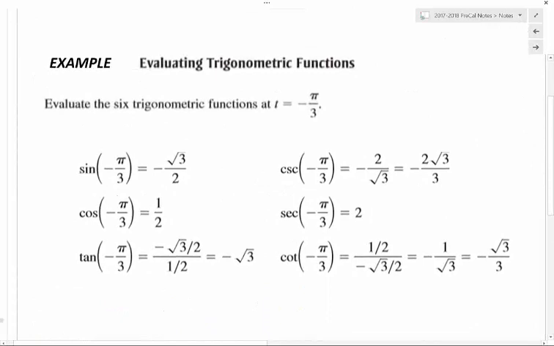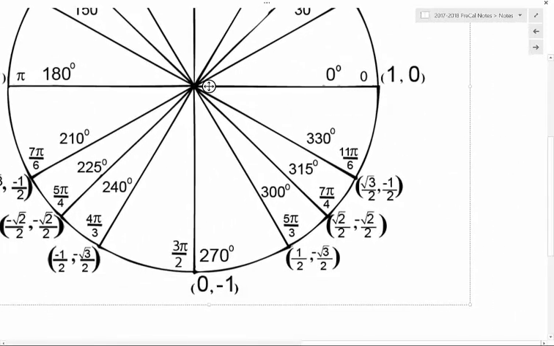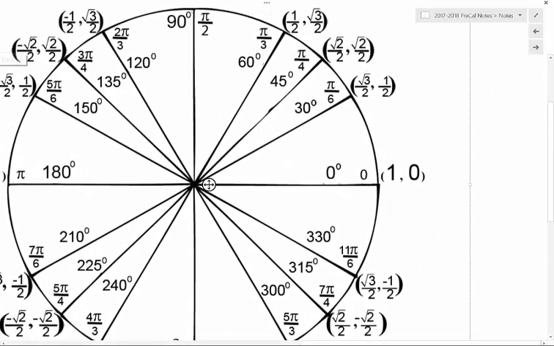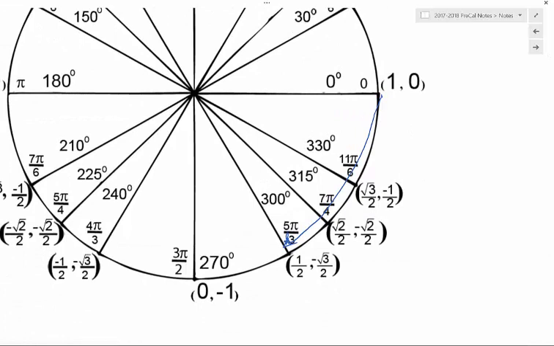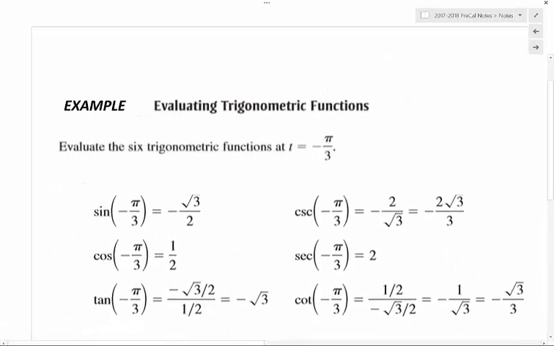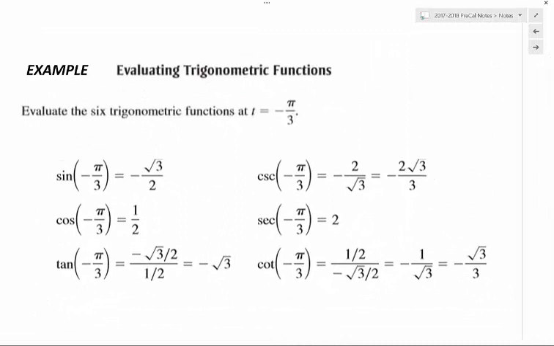So, evaluate the 6 trig functions of negative pi over 3. Okay, well, I go negative pi over 3. So pi over 3 this way was 60 degrees. So now I'm going to go back 60 degrees, and it's 5 pi over 3, which is 1/2 comma negative square root of 3 over 2. Remember, we would call those the coterminal angle. So my x was 1/2, and my y was negative square root of 3 over 2.